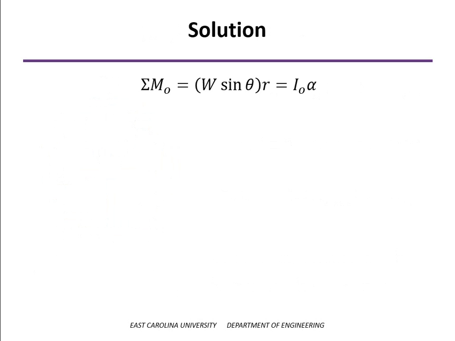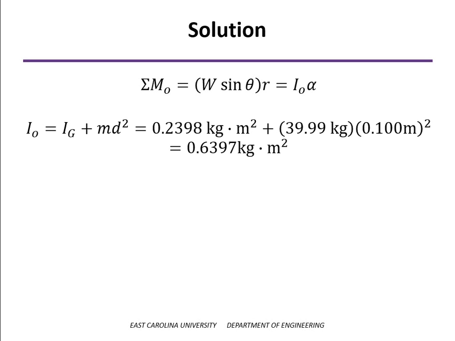So here's the equation that we need. Again, what I need is the moment of inertia about that point O on the perimeter of the roller. And so for that, I have to use the parallel axis theorem. I know the moment of inertia through the centroid, or through the center of mass. I got that off of SolidWorks, the 0.2398 kilogram meter squared, and what I have to add is the mass times the distance squared. The distance between the two axes is the radius, 0.1 meter, and so that gives me a moment of inertia about an axis that passes through point O of 0.6397 kilogram meter squared.